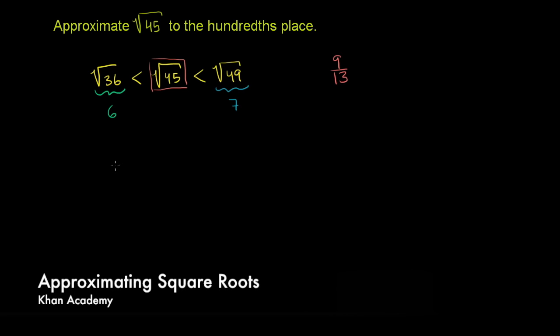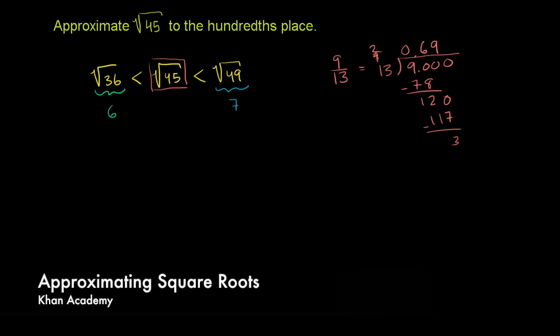It looks like about the same. Actually, we could calculate this right here if we want. Actually, let's do that just for fun. So 9/13 as a decimal is going to be what? It's about 0.69. So 6.7 would be a pretty good guess. This is 0.69 of the way between 36 and 49. So let's go roughly 0.69 of the way between 6 and 7.